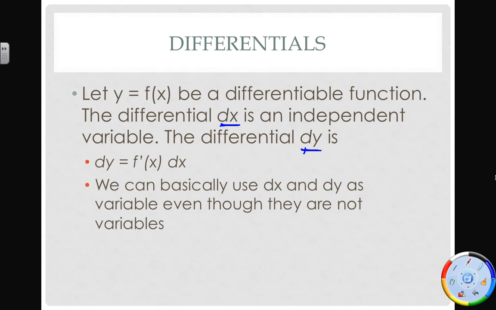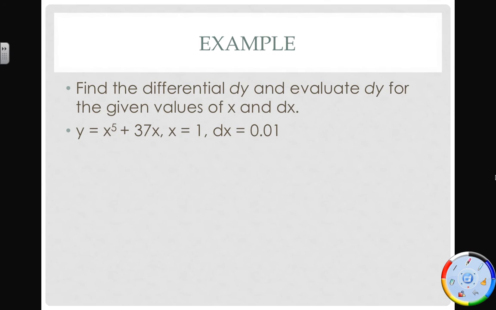It's really weird. It's one of those calculus things where, if you remember, we said the thing is zero, but not really zero. So this is one of those areas. We're going to find the differential dy and evaluate dy for the given values of x and dx. It's actually a pretty straightforward thing.